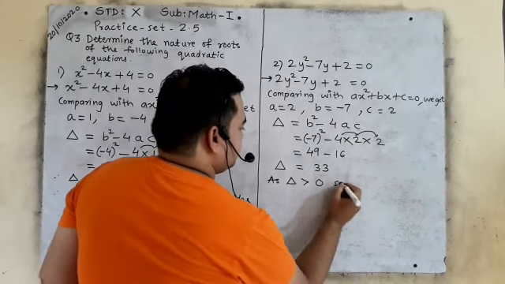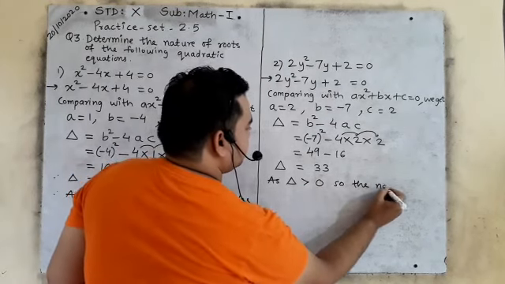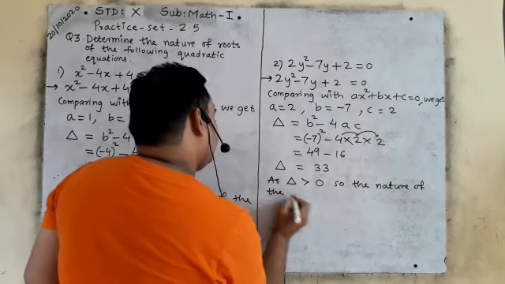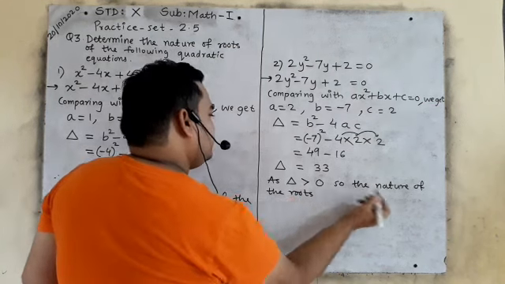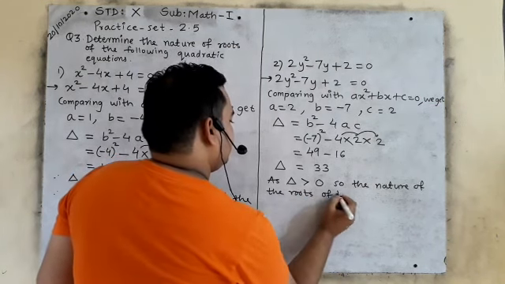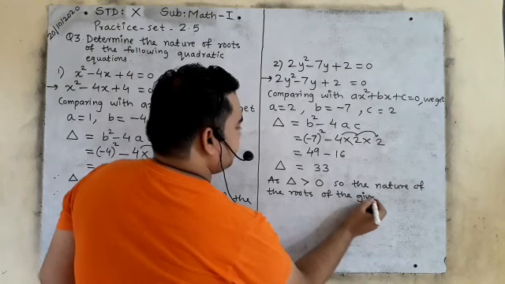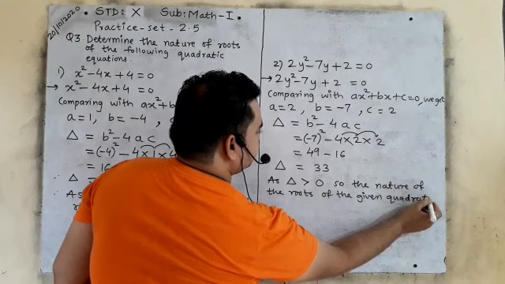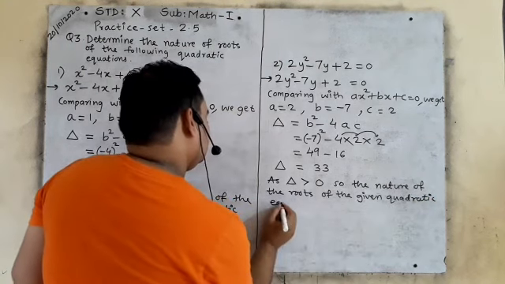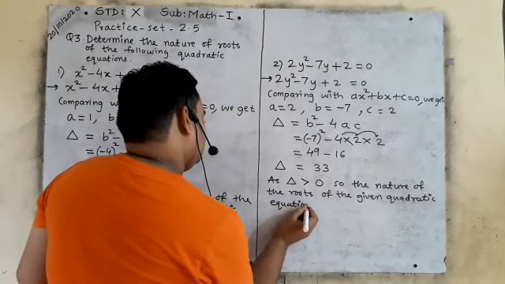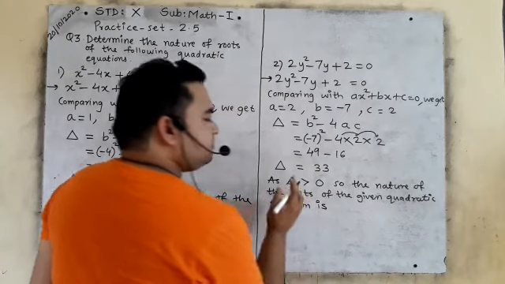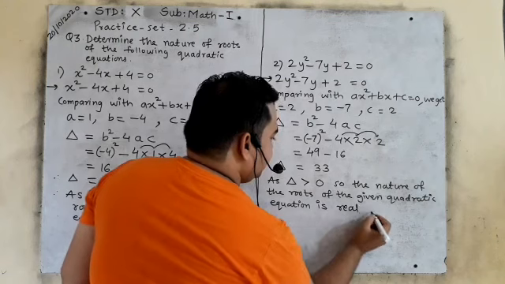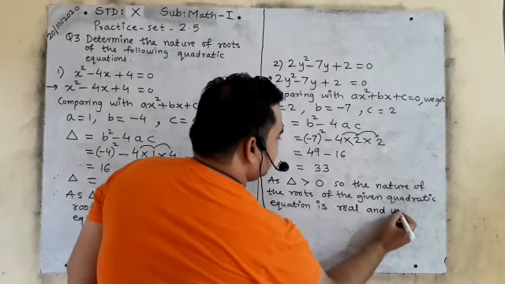So the nature of the roots of the given quadratic equation. It is greater than 0. 0 से ज़्यादा है. So it is real and unequal.